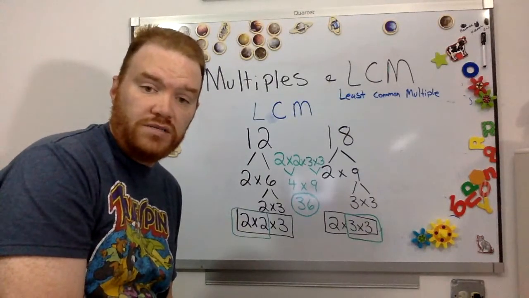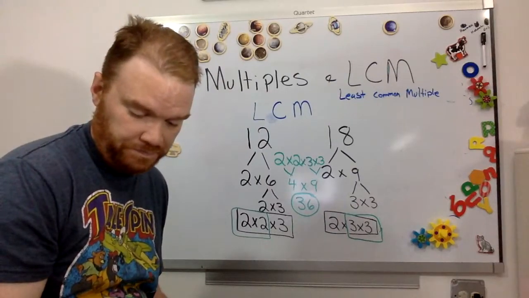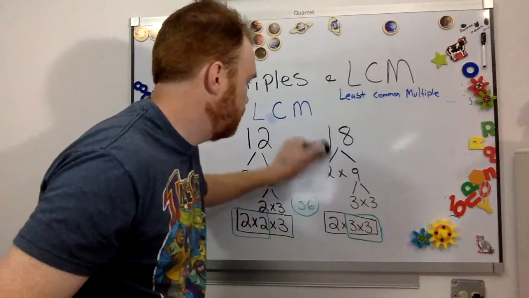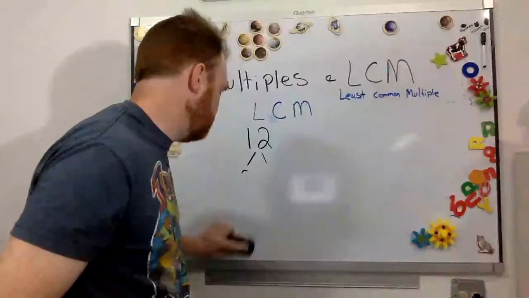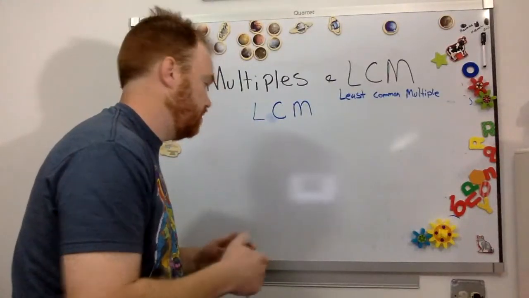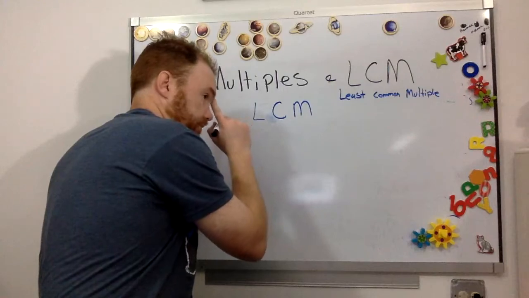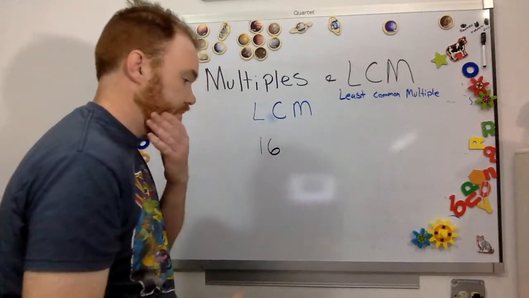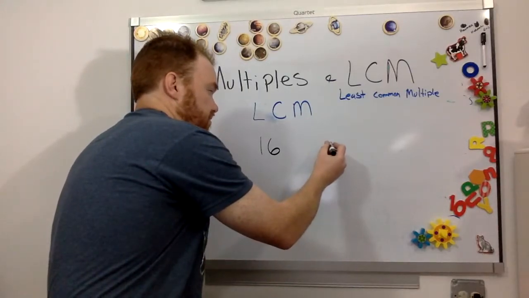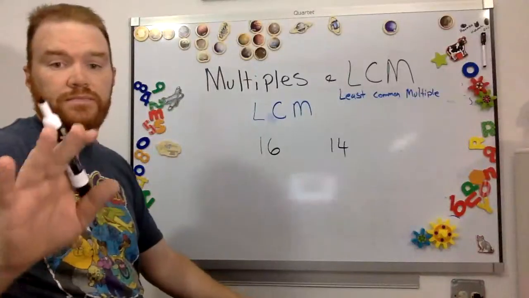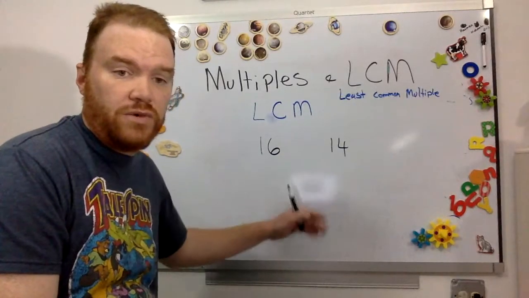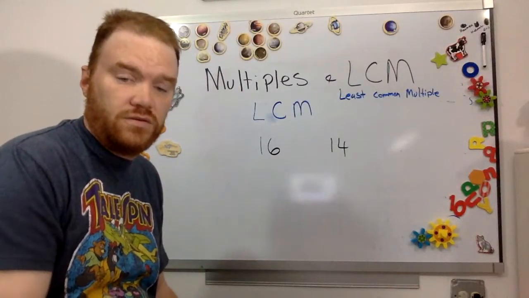Here's another moment to pause, and I'm going to give you two more to do. Using factor trees, let's find the least common multiple of 16 and 14. Go ahead, press pause, do your factor trees, get your prime factorization, multiply the most of each, and get your LCM.